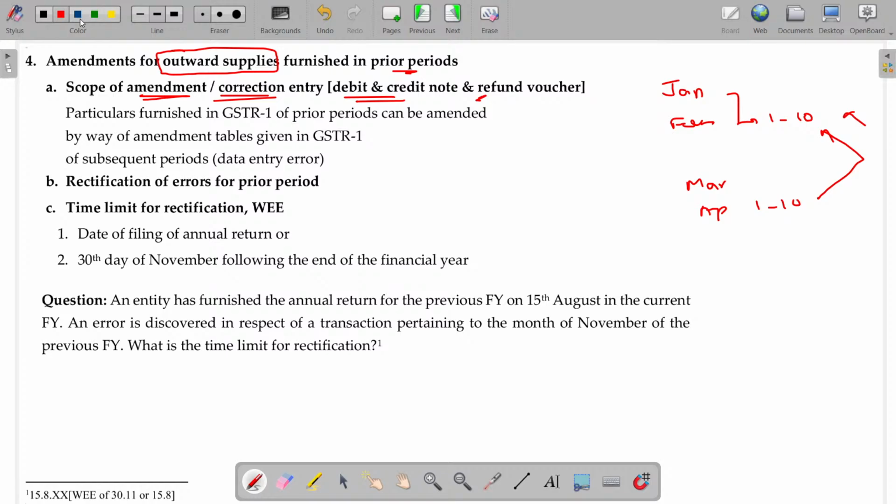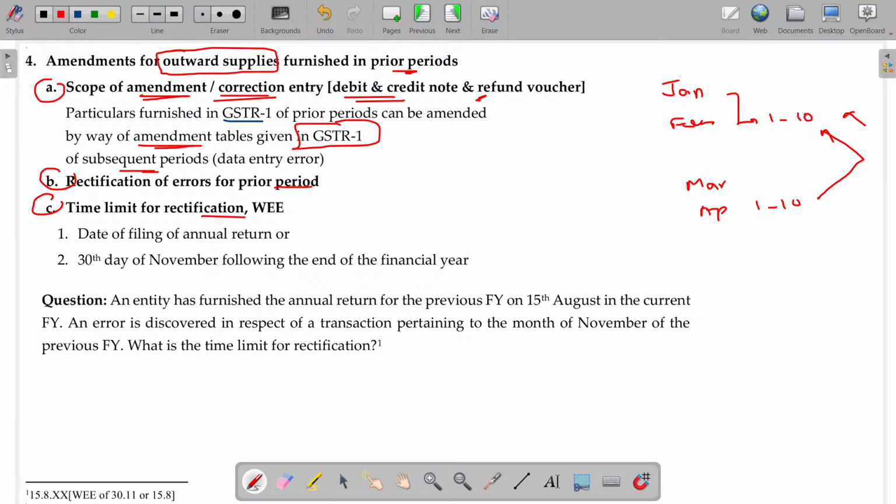Okay, here, particulars furnished in GSTR-1 prior periods can be amended by way of the amendment tables given in GSTR-1 of the subsequent period in the case of data entry error, and rectification of errors for the prior period. But the time limit is what? The general time limit is the same. Filing of the annual return or 30th November, whichever it may be, the deadline is the same. Time limit for rectification.